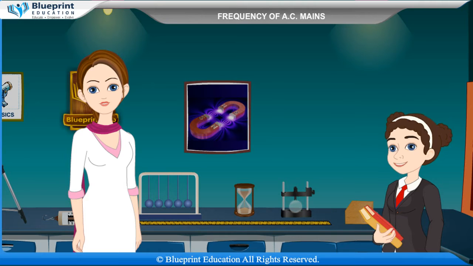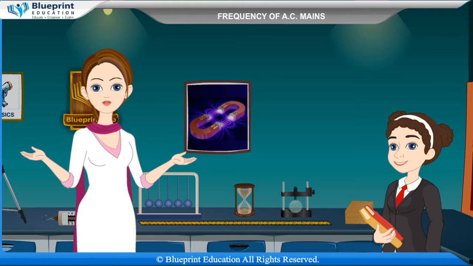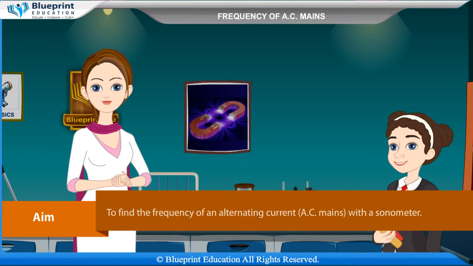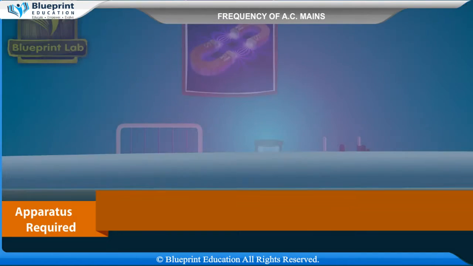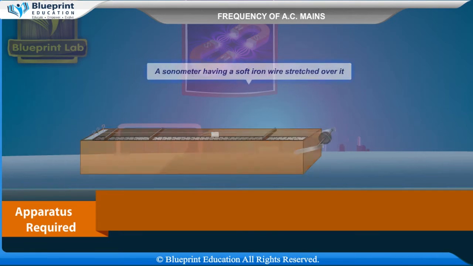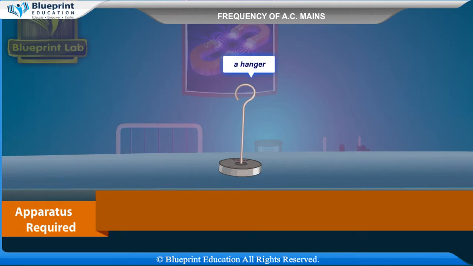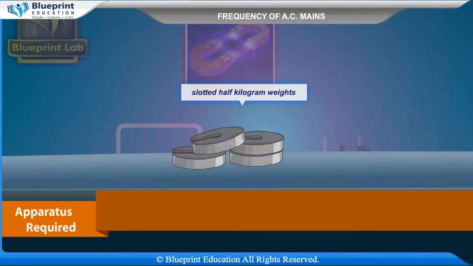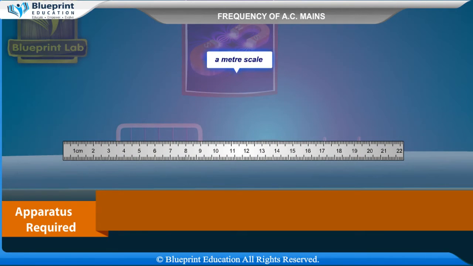Let's do an experiment to find the frequency of an alternating current, AC mains, with a sonometer. Our aim here is to find the frequency of an alternating current, AC mains, with a sonometer. Apparatus required are a sonometer having a soft iron wire stretched over it, an electromagnet, a step-down transformer, a hanger, slotted half kilogram weights, a physical balance, a weight box, a meter scale, and a clamp stand.